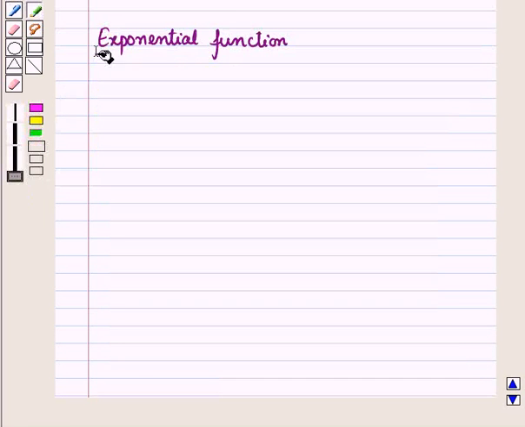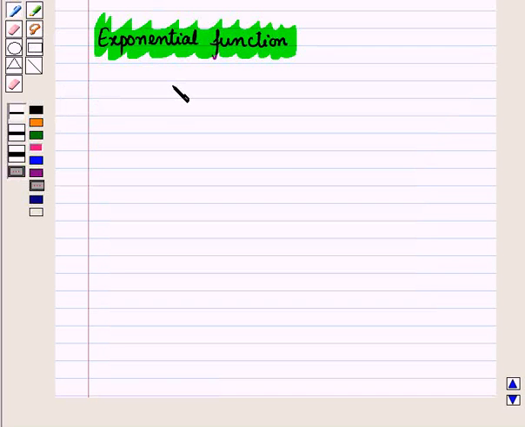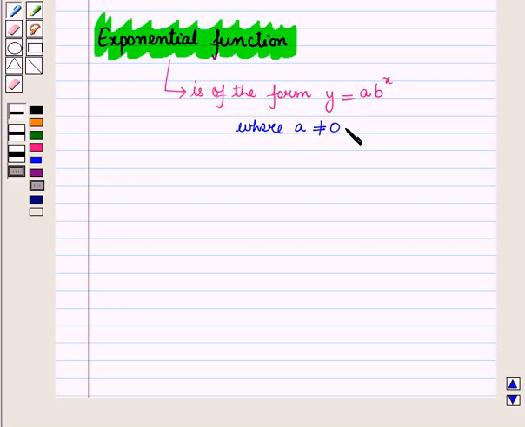Now, we know that an exponential function is a function that can be described by an equation of the form y is equal to a into b raised to power x, where a is not equal to 0, b is greater than 0, and b is not equal to 1. Also, a and b are constants.